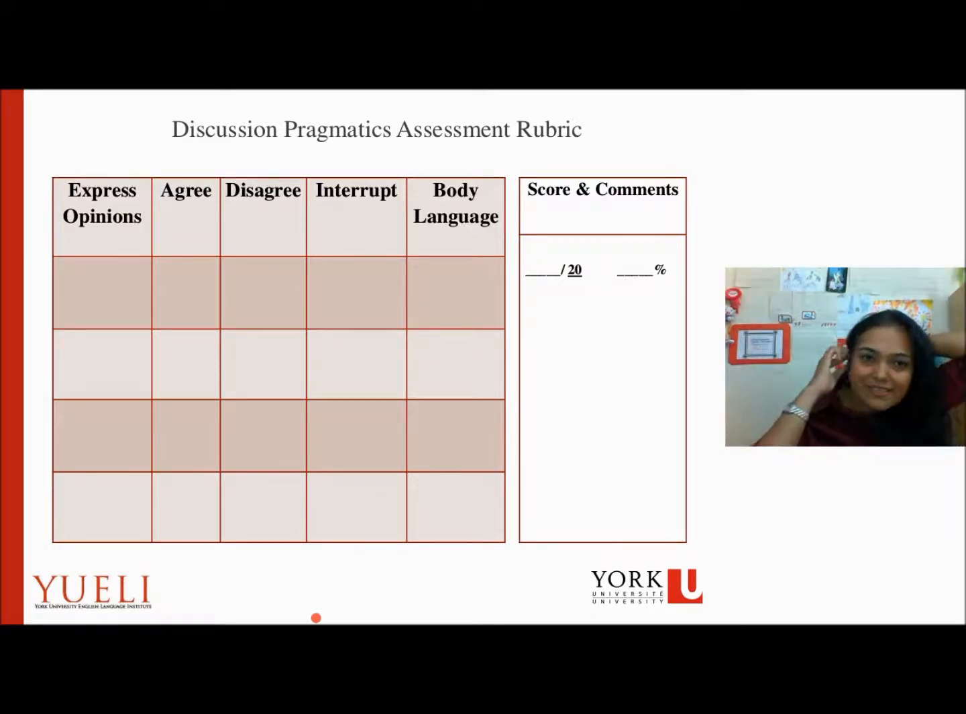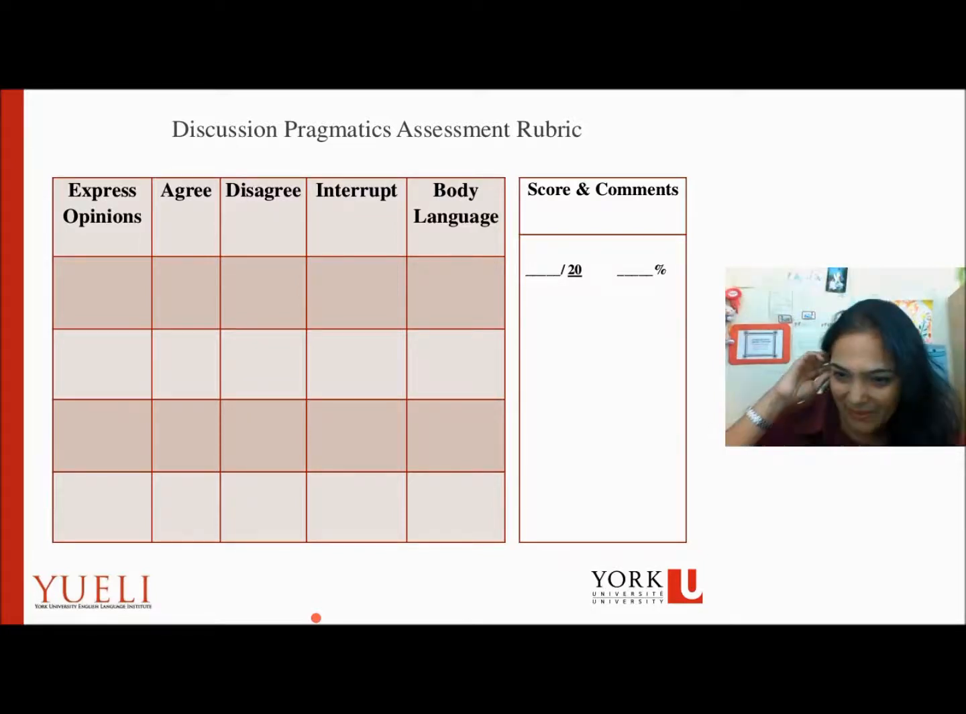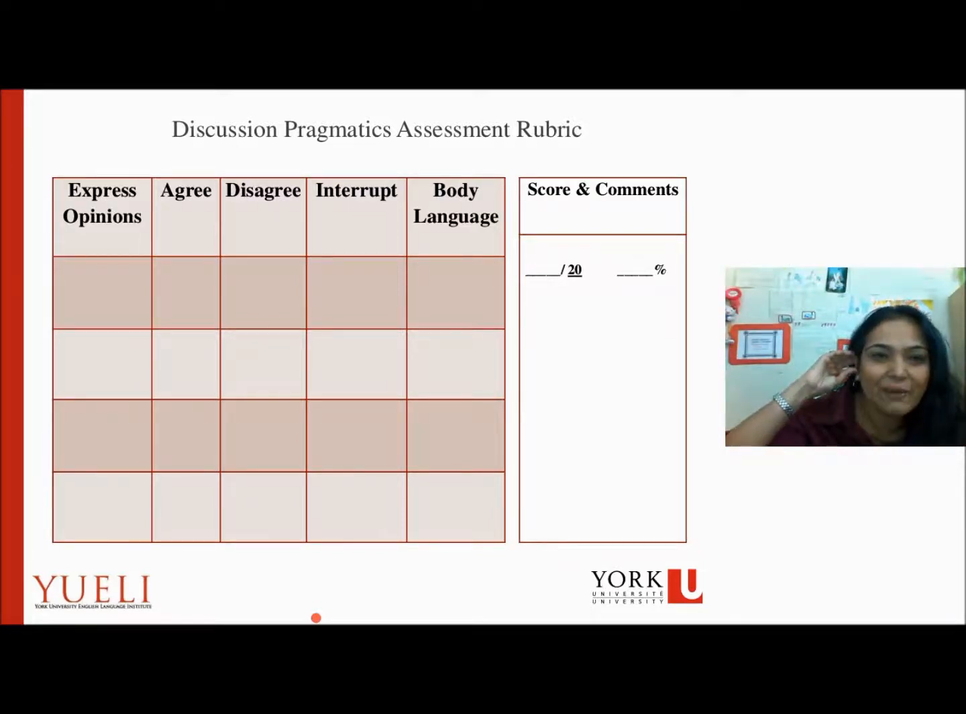This is a rubric that I use before the final rubric. If you see, it is slightly different from the other rubrics because this is like a midterm rubric for my students. Here I don't have the categories, but I have expressing opinions, agree, disagree, interrupt, and body language. Again, it's divided into 1, 2, 3, and 4. 4 times 5 is 20. So the mathematics, I'm sure everyone is going to work out.